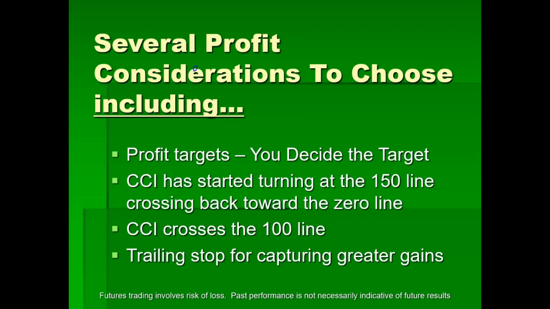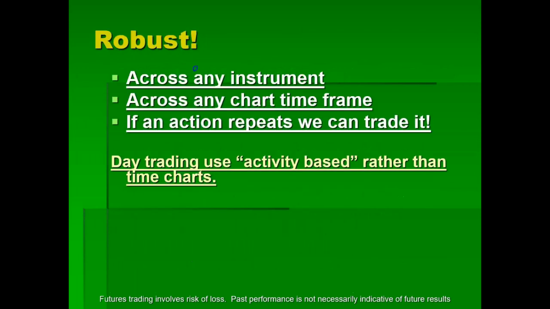If the CCI started turning at the 150 line, crossing back toward the 0 line, that's an early warning saying, hey, be careful, momentum might be leaving the party. And if you've crossed the 100 line, then you probably should get out of the trade. You can always get back in. Use a trailing stop for capturing greater gains.